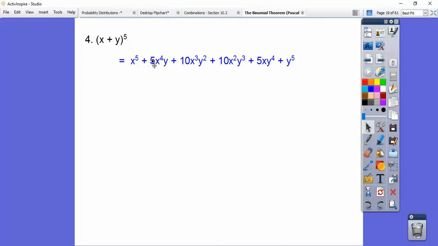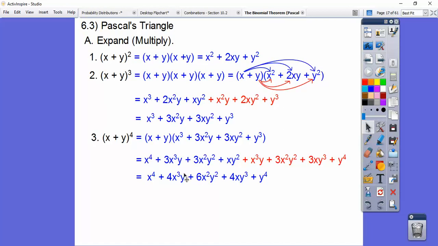This is 5, and this is 4. This is 1. 4 plus 1 is 5. 3 plus 2 is 5. 2 plus 3 is 5. And 1 plus 4 is 5. And so they're always adding. Let's go to the fourth one right here. These always add to 4. So here's a 4. 3 plus 1 is 4. 2 plus 2 is 4. 1 plus 3 is 4. They always add to 4. This one, they always add to 3 right there.